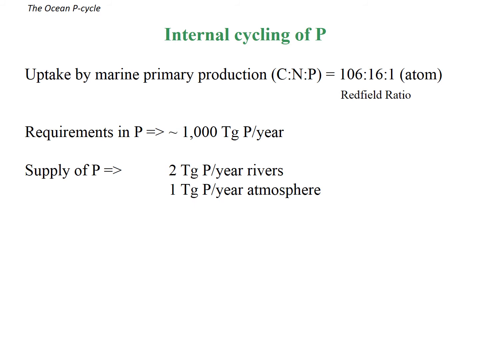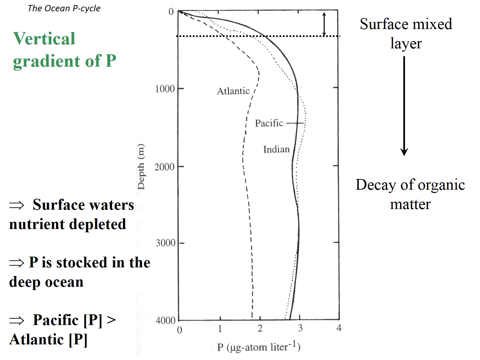The reason we can sustain that huge amount of primary productivity with such a small amount of phosphorus is exactly the same reason as for nitrogen: we're internally recycling it within the ocean. These are profiles of phosphorus against depth, and the form of this profile is almost identical to the form of the profile for nitrogen. There will be some subtle differences because for nitrogen, for instance, you can lose nitrate to denitrification, which you should remember.